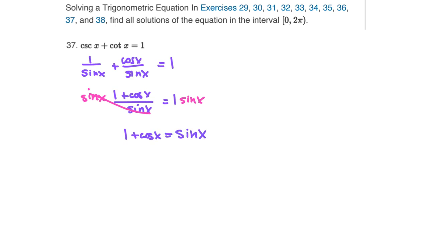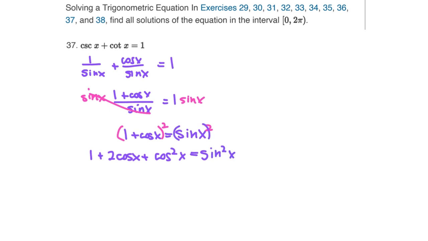And so this really does look like one of our examples from class, example 6. And what we want to do, because nothing is squared, is we're going to go ahead and square both sides of the equation. So now we have 1 plus 2 cosine x plus cosine squared of x equals sine squared of x.